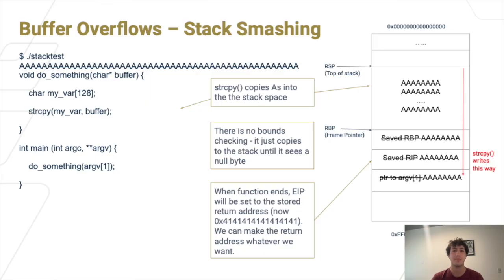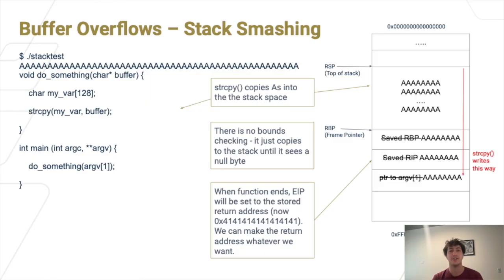Because string copy copies from lower to higher memory addresses, the A's would go out of bounds and beyond doSomething's stack frame. They would keep going towards everything that we previously stored on the stack, which includes the location of main's base pointer as well as the return address.